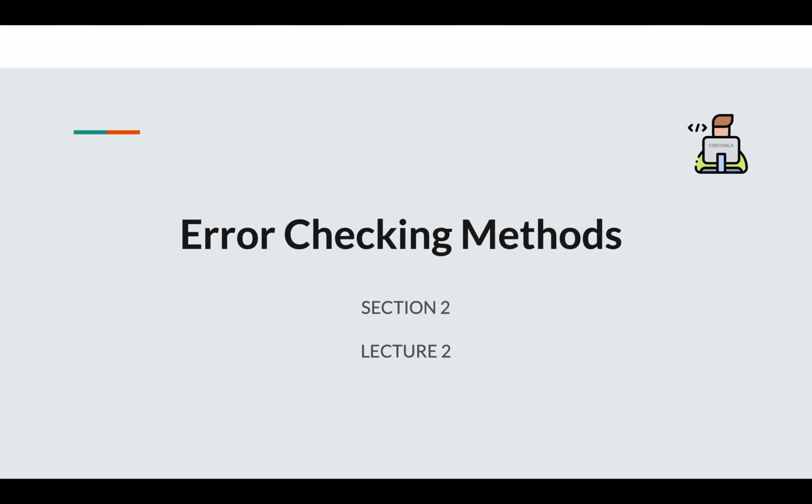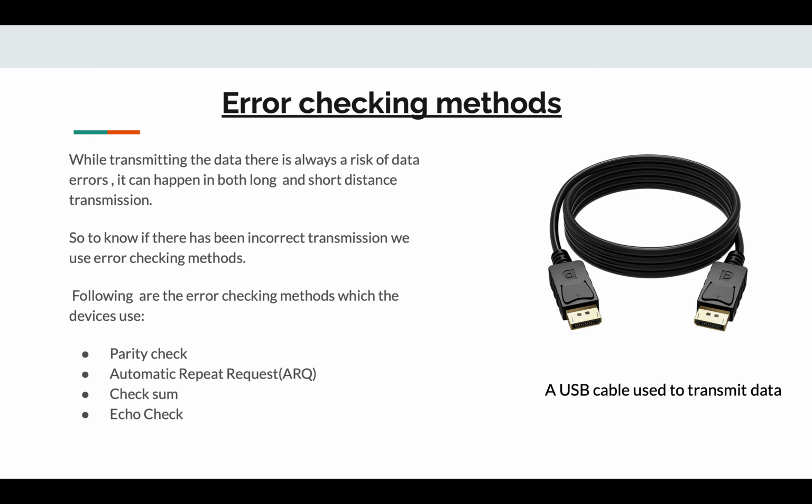Today, in section 2, lecture 2, we'll be getting familiar with ways to check for errors. When you transmit your data, there's always a risk of data errors. Data errors can happen in both long and short distance transmission. So, to know if there has been an incorrect transmission or an error while a transmission has occurred, we use error checking methods.